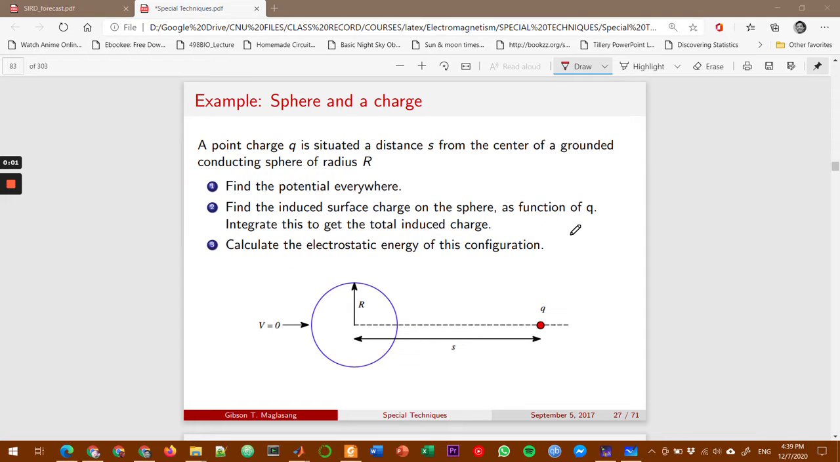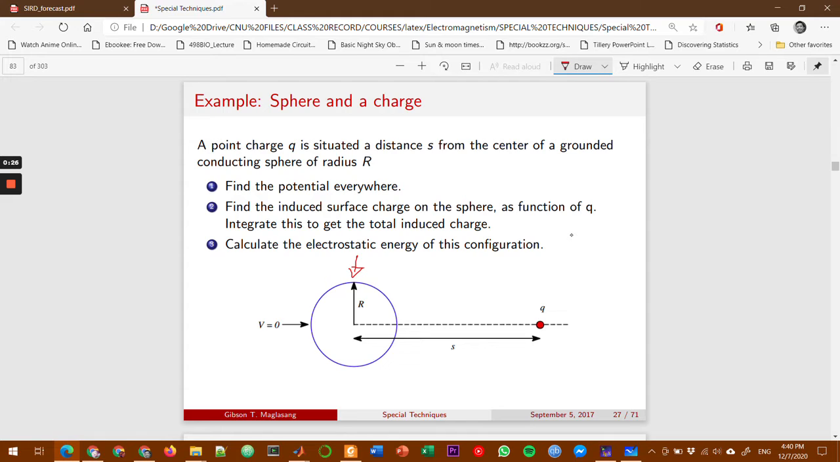Okay, let's continue with where we left off sa ato discussion sa lecture 1, sa part 1. So let's consider this problem. We have a sphere and a charge. So you have, in this problem, a conducting sphere. Kani siya, kaning sa color blue nga outline.